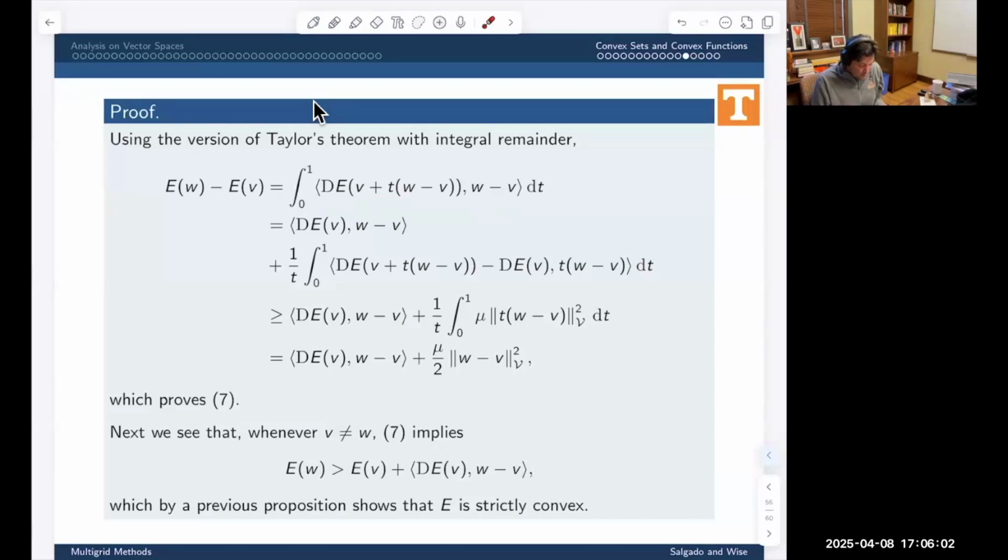So what I want to do is add and subtract this term right here. Add and subtract that term. What do we get if we add and subtract that term?